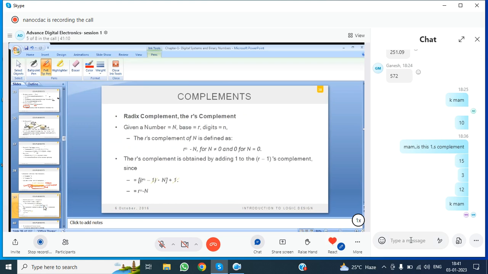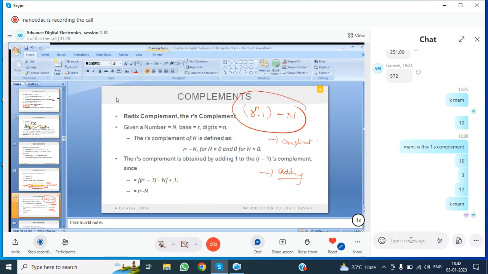Okay, so the first one is the diminished radix complement, what we have discussed now. This is the radix complement, or it is called the diminished radix complement, r minus 1. We have taken r power n minus 1, minus n. So whatever the number is, we are just complementing. First we complement, and then we are adding. Complement and add, that is what we are doing.